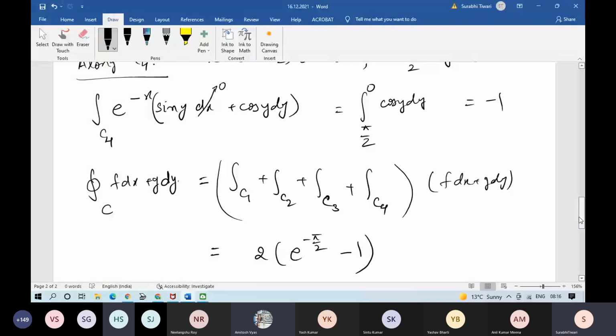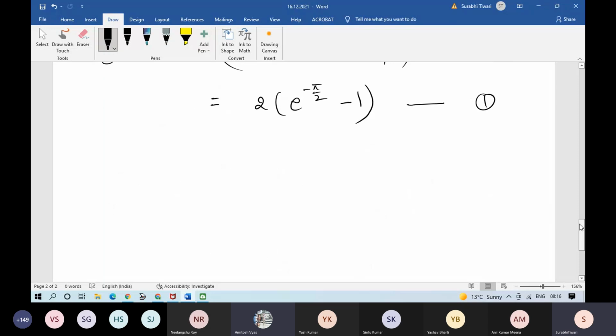Now suppose this is equation number 1. Now you have to calculate the double integration over the region R, the right hand side of Green's theorem, del G by del X minus del F by del Y dx dy. Calculate.